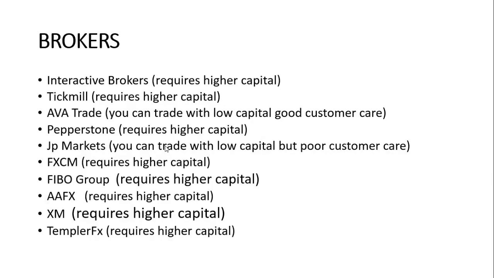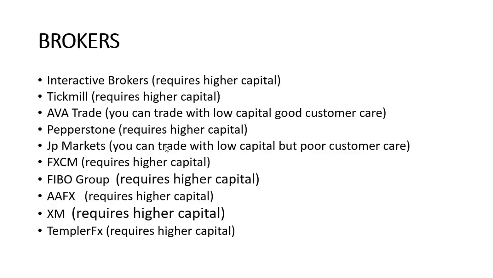Now, here are the brokers. Starting with Interactive Brokers, they require higher capital. So if you're thinking of starting with $100 to $1,000, I don't recommend the broker. Tickmill also requires higher capital. If you have anything below $1,000, don't go to Tickmill. With AvaTrade, you can trade with low capital, and the broker also has very good customer care, and I think it's a good broker if you would like to trade with AvaTrade. Pepperstone, same, requires high capital.